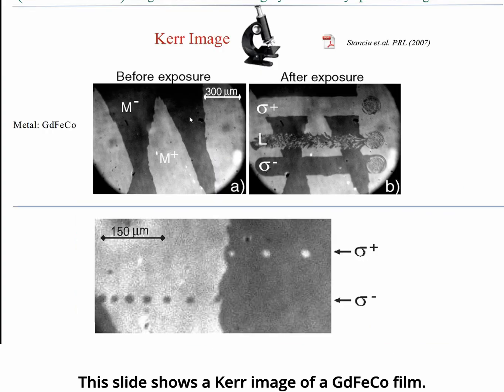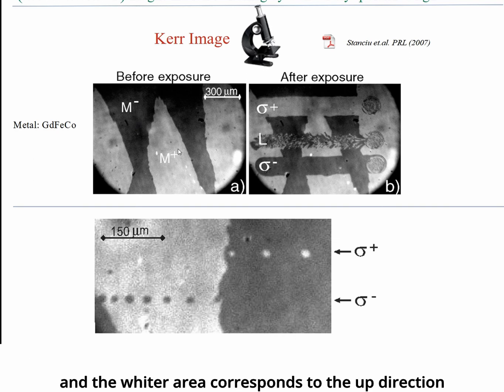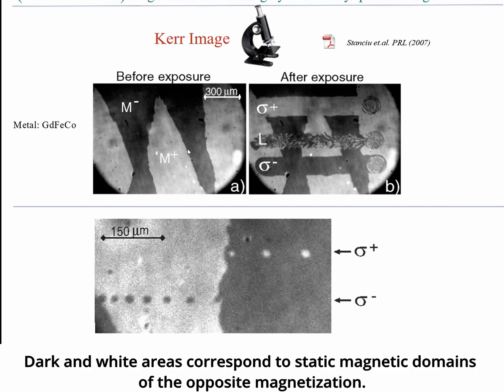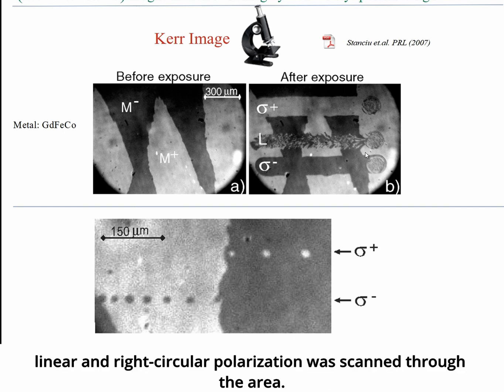This slide shows a Kerr image of gadolinium iron cobalt film. Again, the dark area corresponds to the down direction of the magnetization, and white area corresponds to the up direction. This image was taken before exposure by light. Dark and white areas correspond to static magnetic domains of the opposite magnetization. Next, light of right circular, linear, and left circular polarization was scanned through the area.